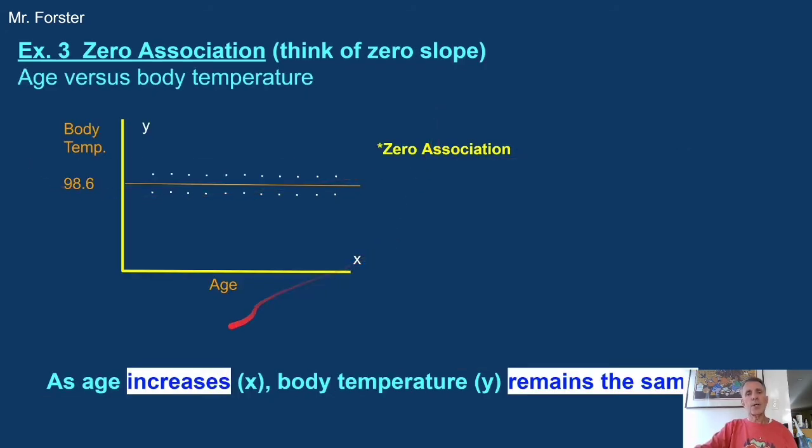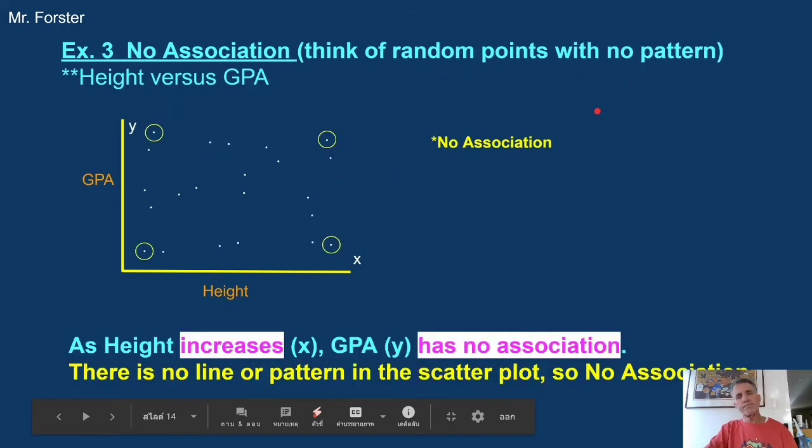And zero association. So your age versus your body temperature. As you get older, your body temperature should remain 98.6, unless you're sick, of course. So here we have body temperature. Some people run a little hot or a little cold, but 98.6 is the normal body temperature. And so there's really no information that can be gotten from this. This is zero association. Of course, if your number's way up here, you are an outlier and you're probably sick. And so as age increases, body temperature remains the same. That's zero association. Think of zero slope.